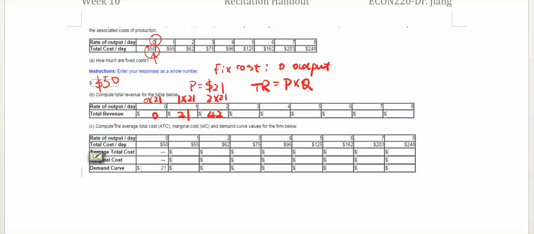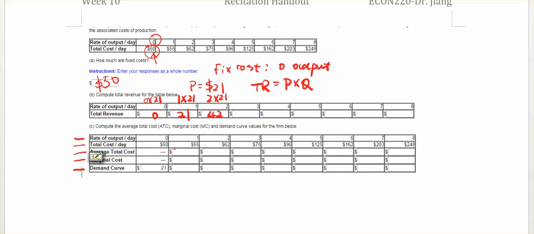The third table asks us to calculate the average total cost, marginal cost, and the demand curve value for the firm below. The first row is the rate of output, so how much output you have. The second row is total cost. The third row is average total cost. The fourth row is marginal cost. The last row is the demand curve.